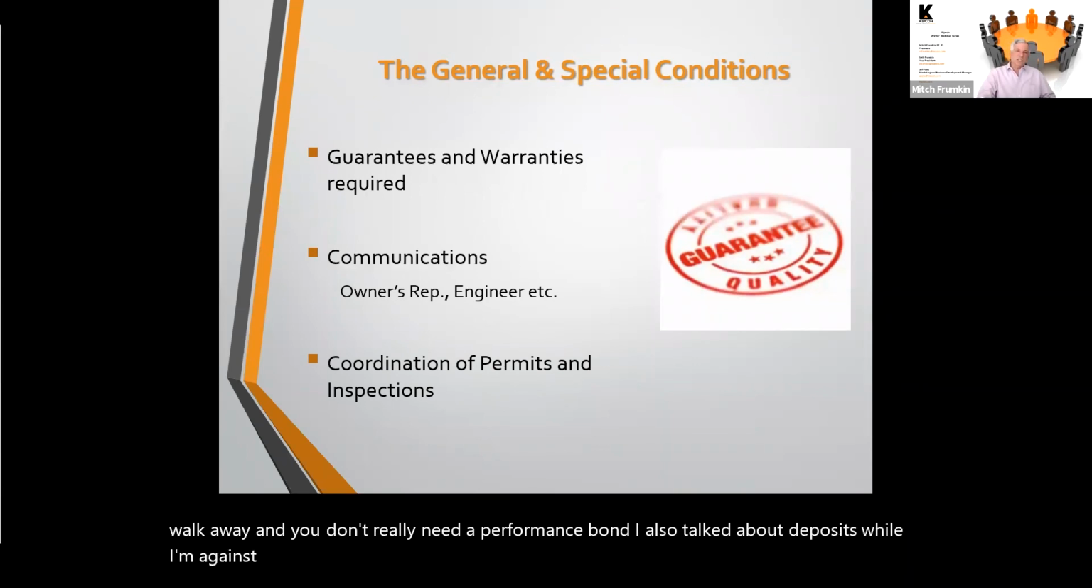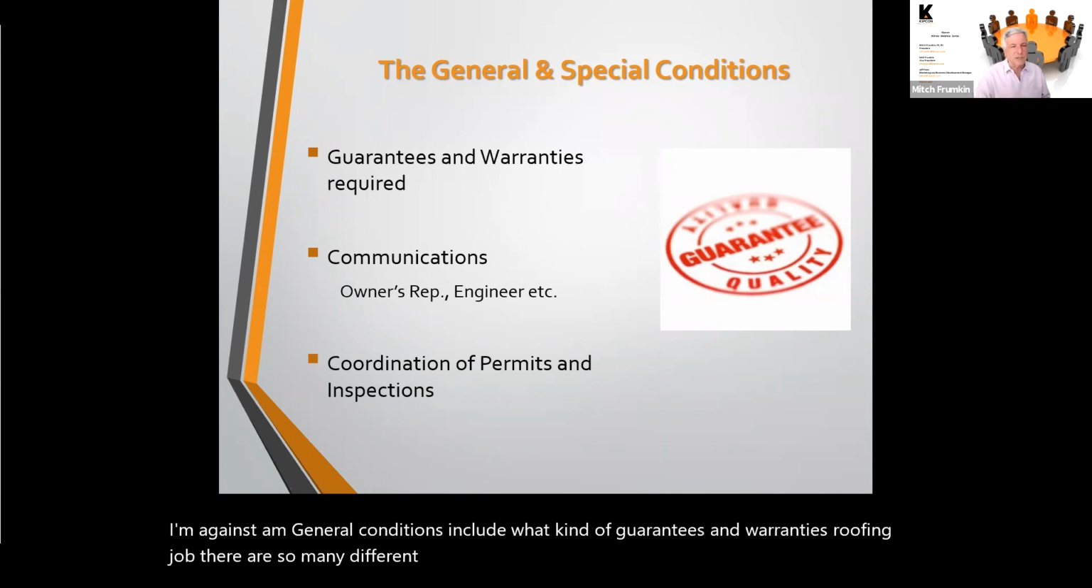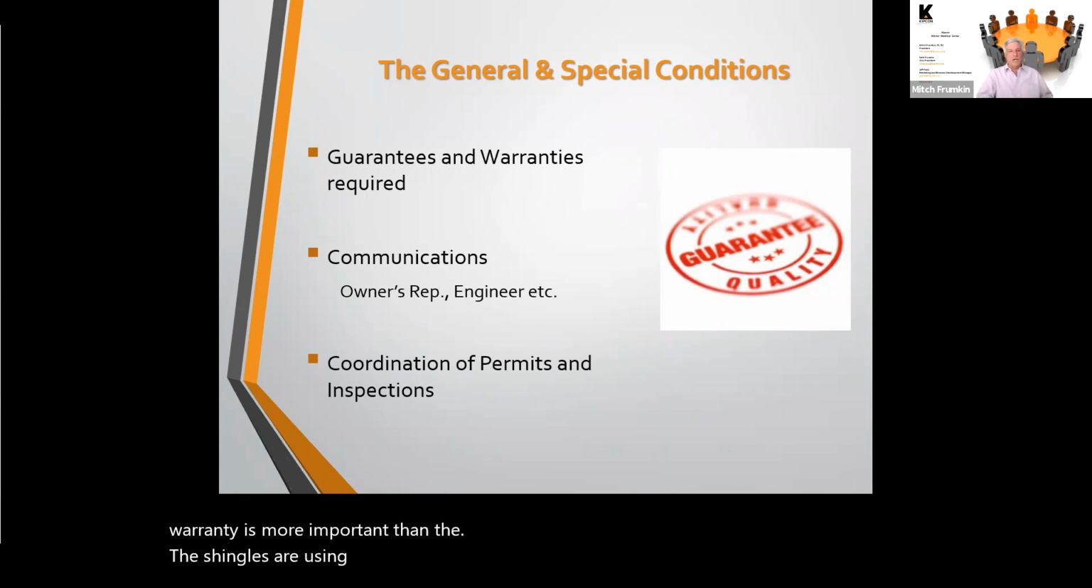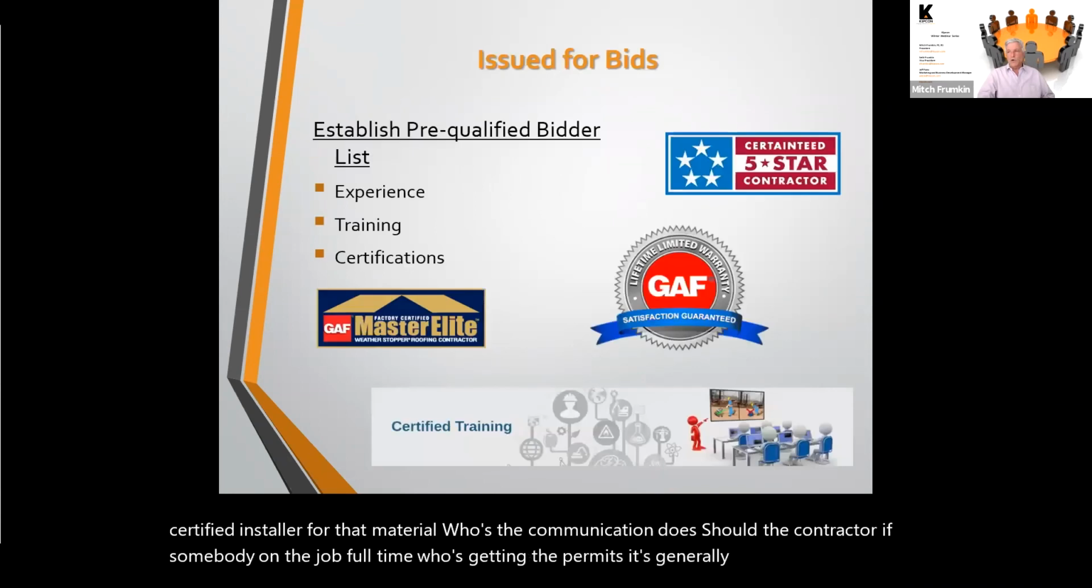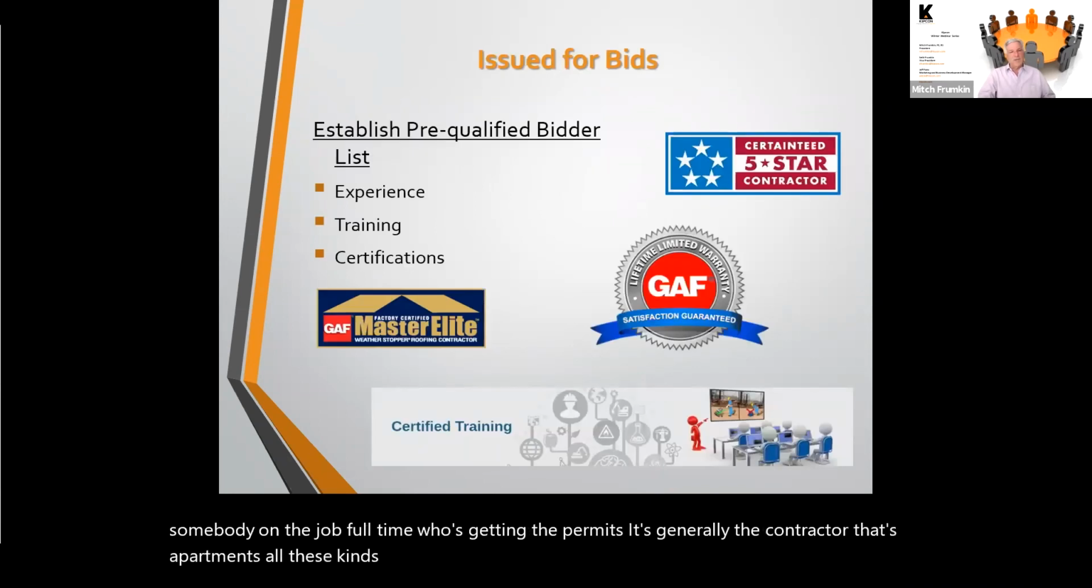General conditions include what kind of guarantees and warranties, say for a roofing job. You know, there are so many different warranties for roofs. Sometimes I make the argument that the warranty is more important than the shingles you're using. So warranties and things like that are in there. Or do they have to be a certified installer for that material? Who's the communication? Should the contractor have somebody on the job full time? Who's getting the permits? It's generally the contractor that gets the permits. All these kinds of things are in the contract with the contractor.